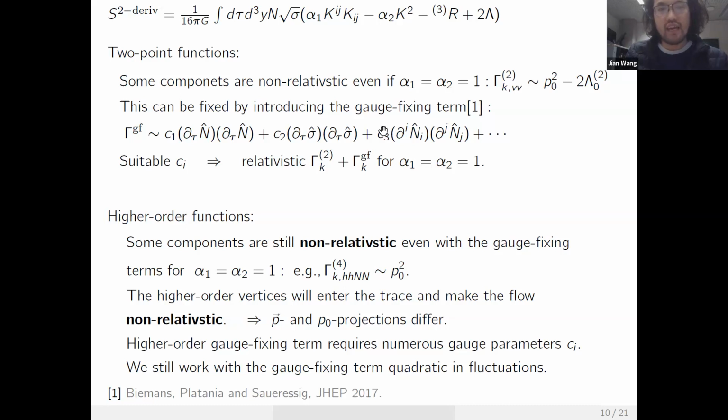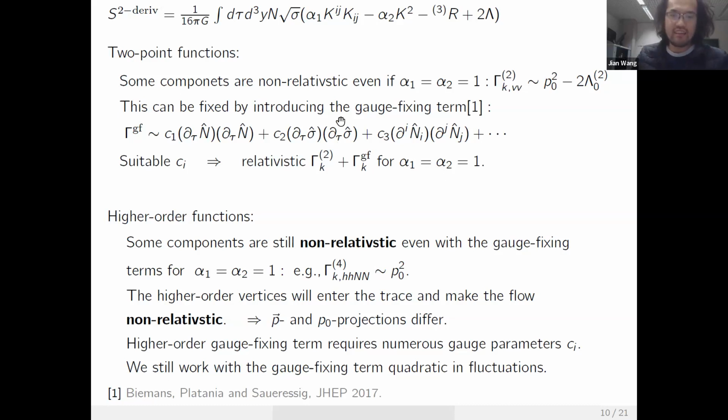This problem can be fixed by introducing the gauge fixing term, which is quadratic in the fluctuation. Since this gauge fixing term is quadratic in the fluctuation, it can contribute to the 2-point function. And if we choose the gauge parameter properly, then the resulting gauge-fixed 2-point function will be relativistic for the case with alpha 1 and alpha 2 set to be 1.